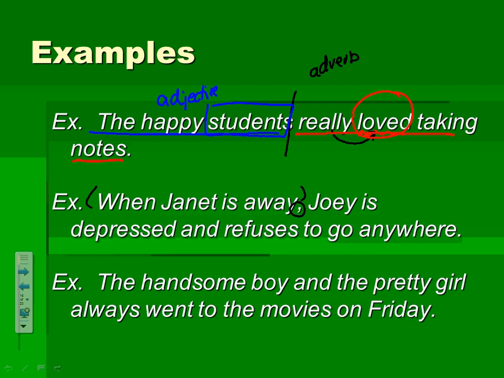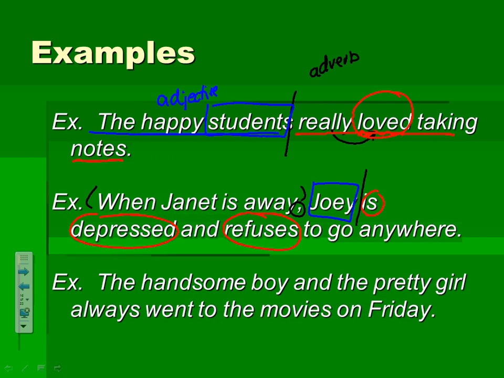Okay, let's find the verb. Well, what is Joey doing? He is depressed. Is that it? I think he's doing something else. He is refusing. Okay, so this is a good example of a sentence that actually has two simple predicates, is depressed and refuses. And then who is depressed and refuses to go anywhere? Joey. So my simple subject is Joey, and my simple predicates are is depressed and refuses.